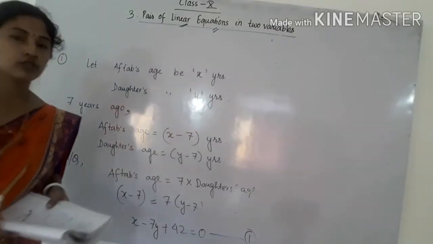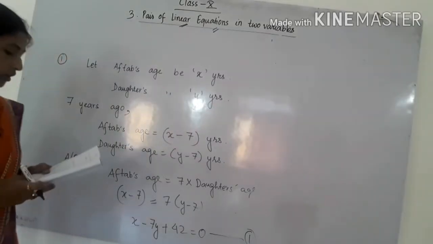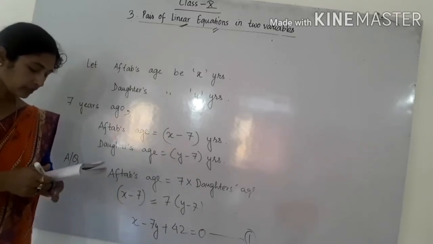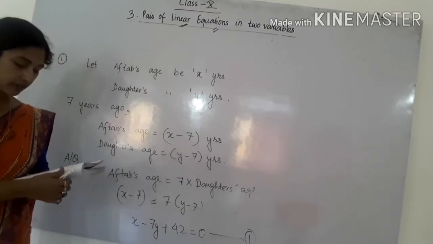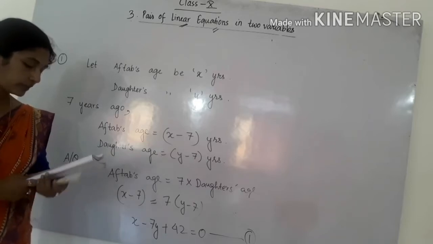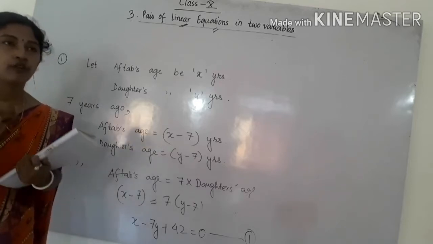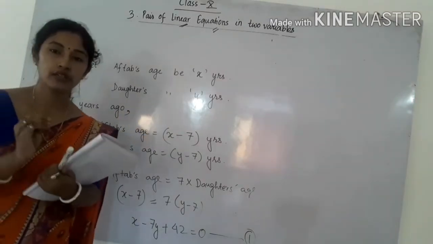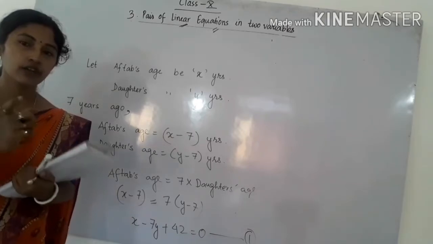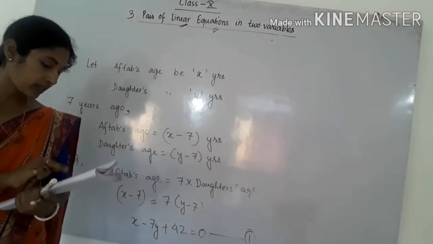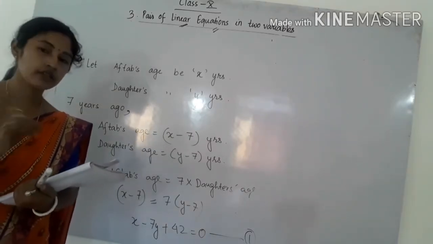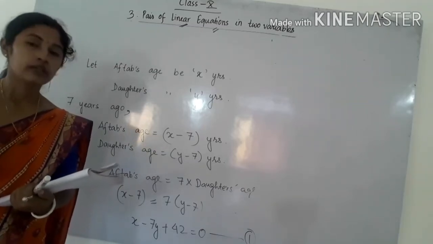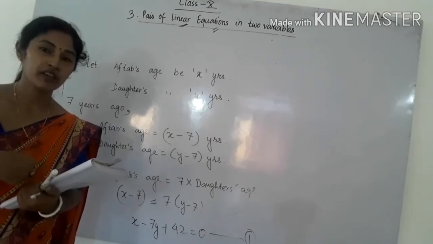So I have taken the first question from exercise 3.1. The question is, Aftab tells his daughter that 7 years ago I was 7 times as old as you were then. First of all, in a word problem you have to check that there will be two conditions given. In the first condition, what they are saying is that 7 years ago he was 7 times as old as his daughter was then. That means it is the condition of 7 years ago.